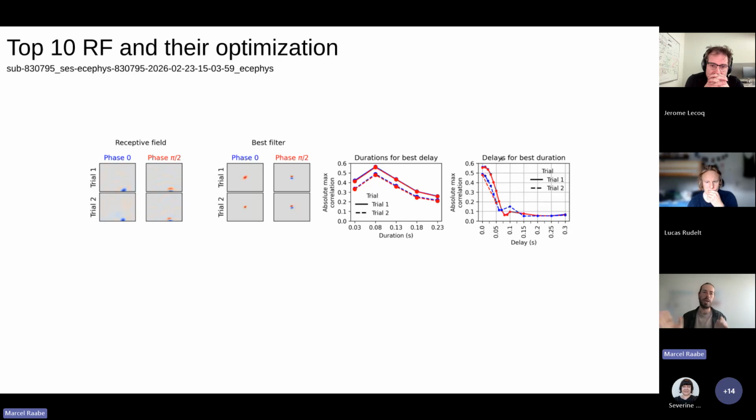What I would assume is that a signal needs a little bit of time from when we present it on the screen until it shows some activity in a specific brain region. So we can also optimize these delays. And what we typically would expect is that we find some short delays with, let's say, medium scaled durations.